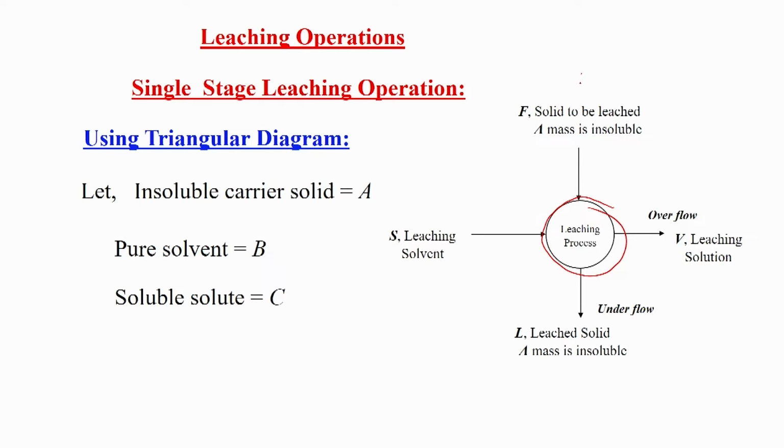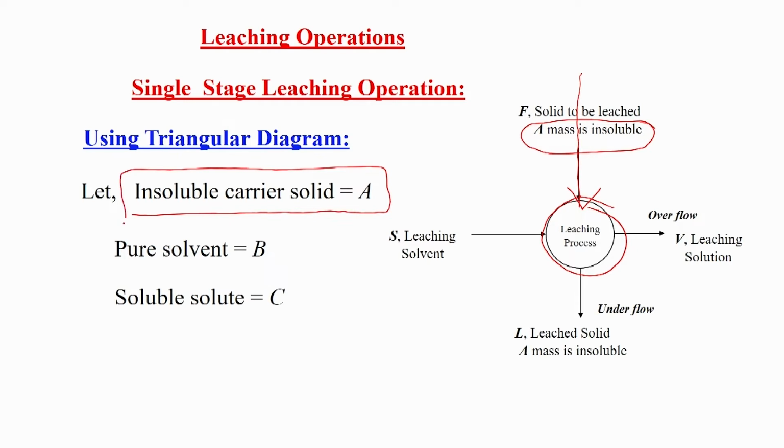We have added this F, with an amount of mass that is insoluble, nothing but the inert. This insoluble solid carrier is A. It is equivalent to the carrier solvent in the case of extraction, A. And then the pure solvent that is added is B. So, here the pure solvent is added.